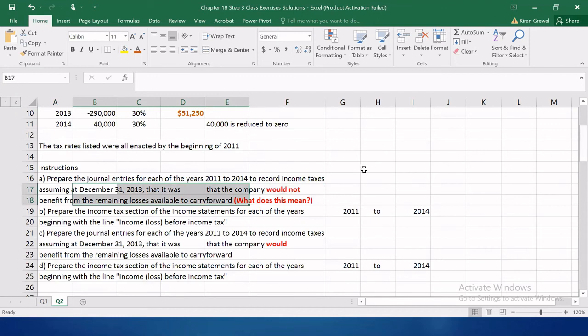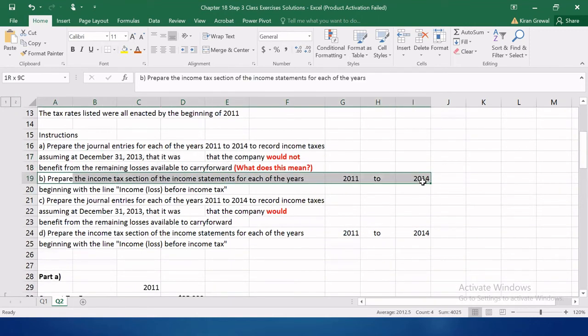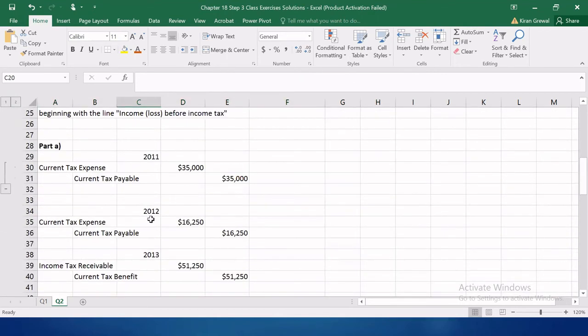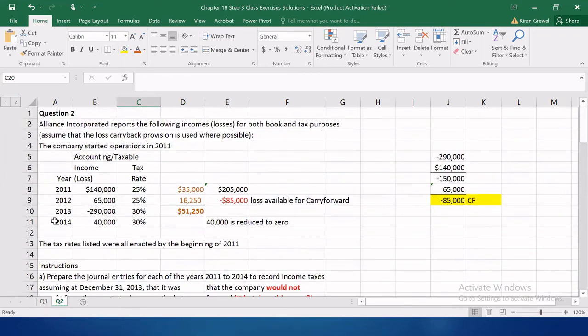All right. Okay, so Part B says prepare the income tax section for 2011 to 2014, beginning with net income or loss before income tax. So it wants us to do the income statement presentation for all of these years. Oh, sorry, we forgot to do 2014's journal entries first. Okay, so we missed out. So 2013, only one journal entry because the question says it's not probable or likely that we can use this 85,000, so we're not going to record the journal entry.